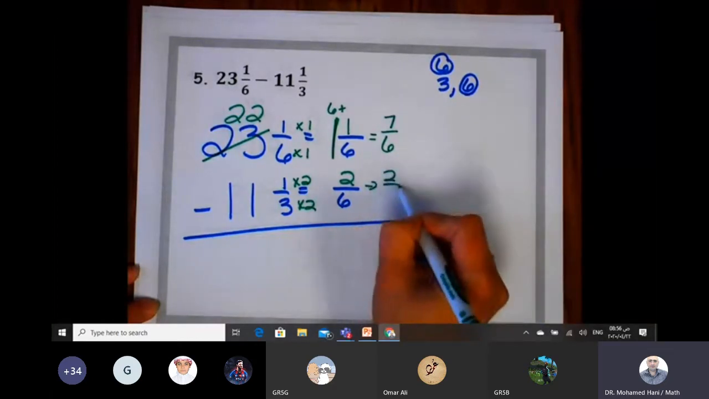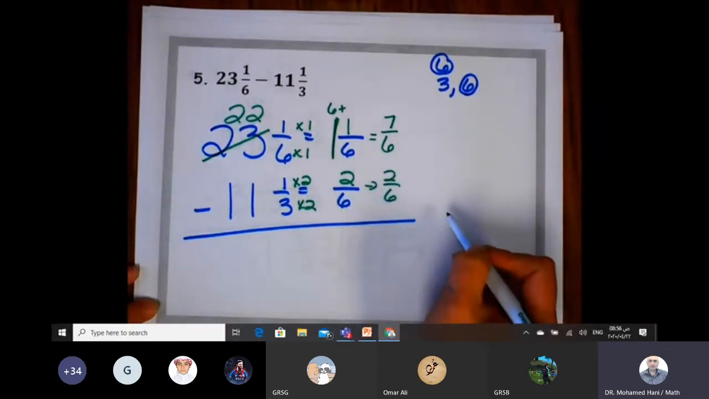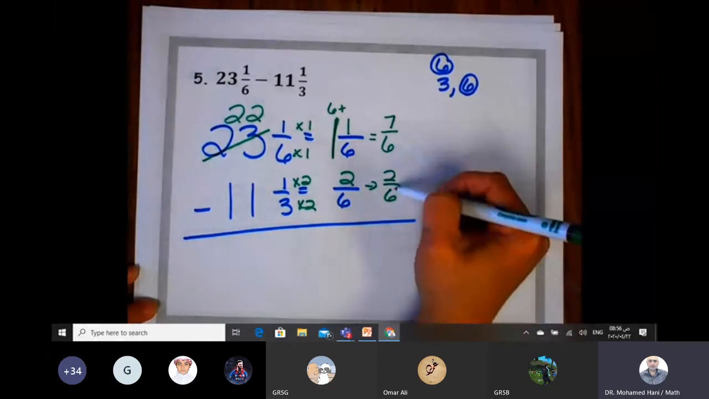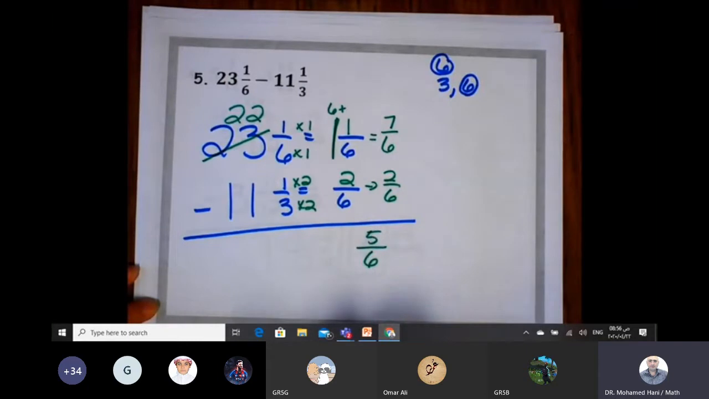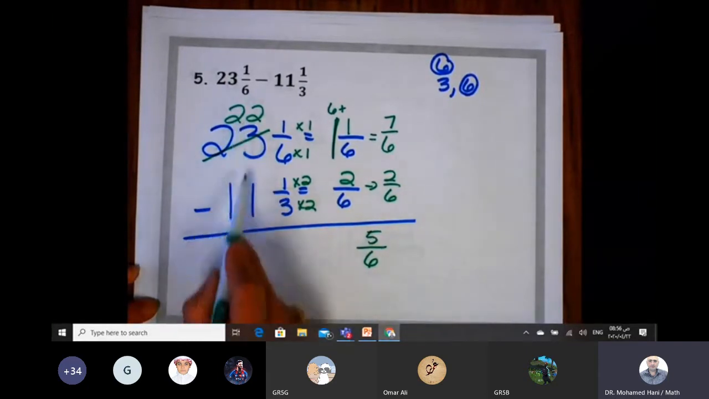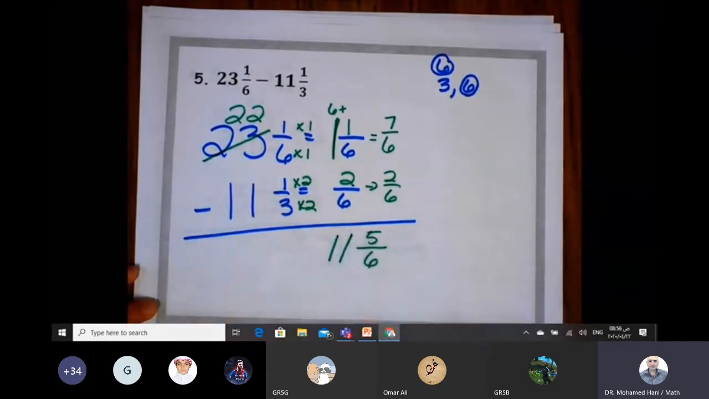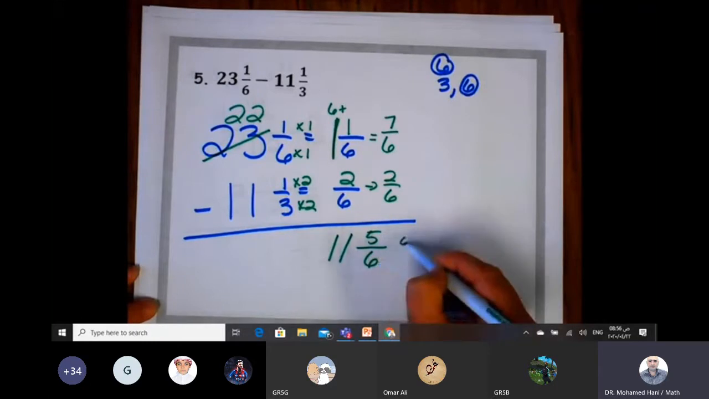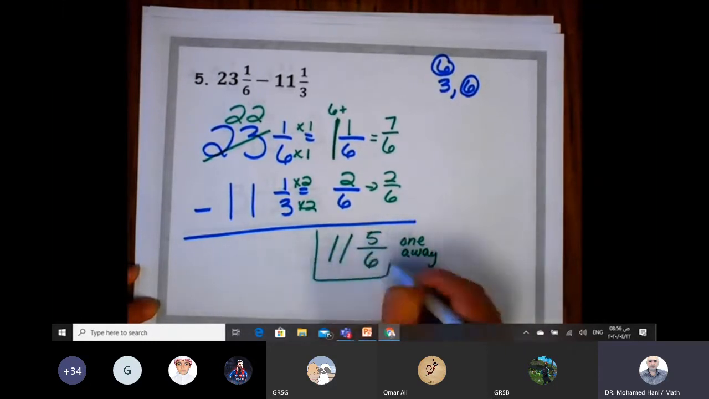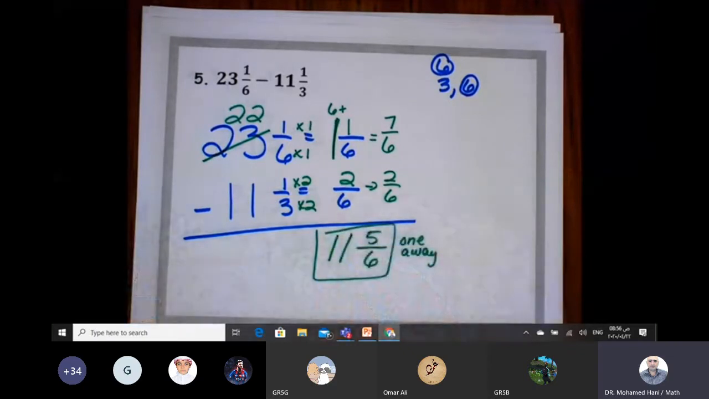I'm going to slide my 2/6 over. Now I can subtract. 7/6 minus 2/6 is 5/6. Don't forget your whole numbers. 22 minus 11 is 11. Next, I see if I can simplify. Well, I see that my numerator and denominator are 1 away, so I know that my answer is in simplest form.